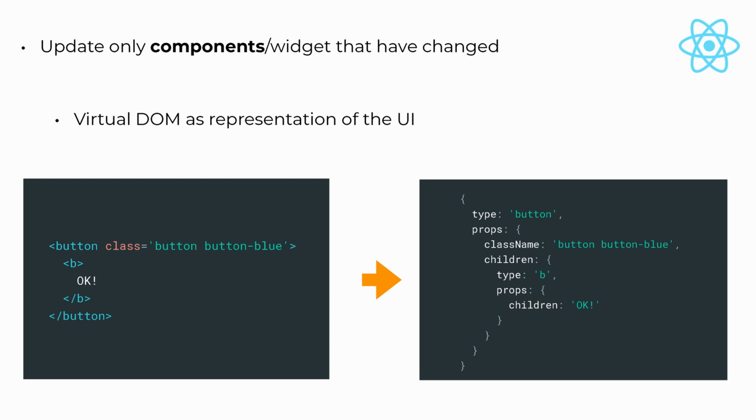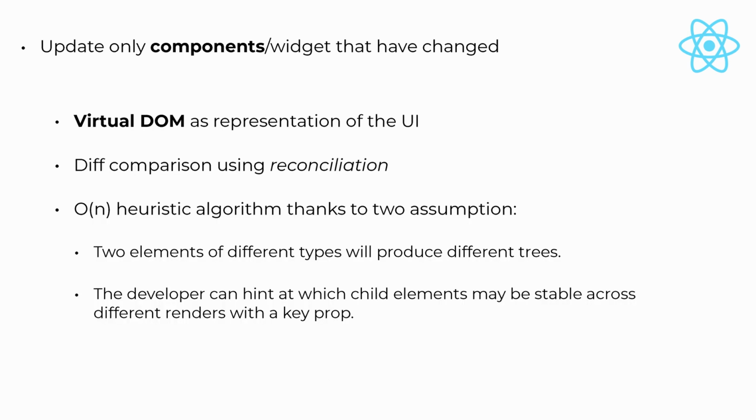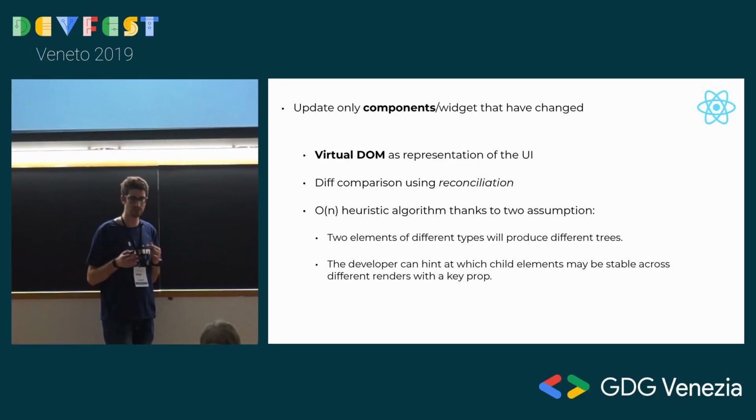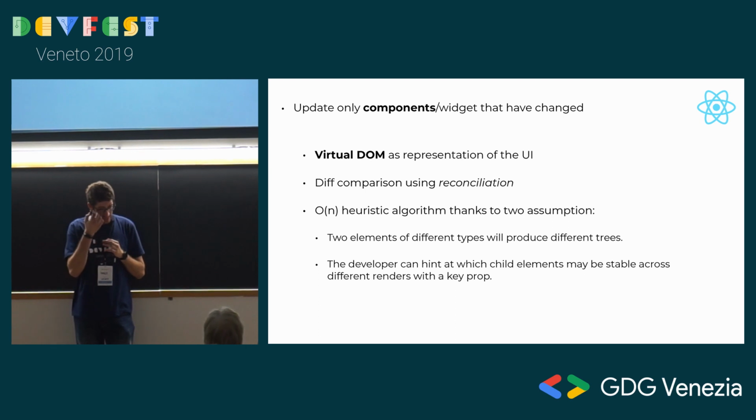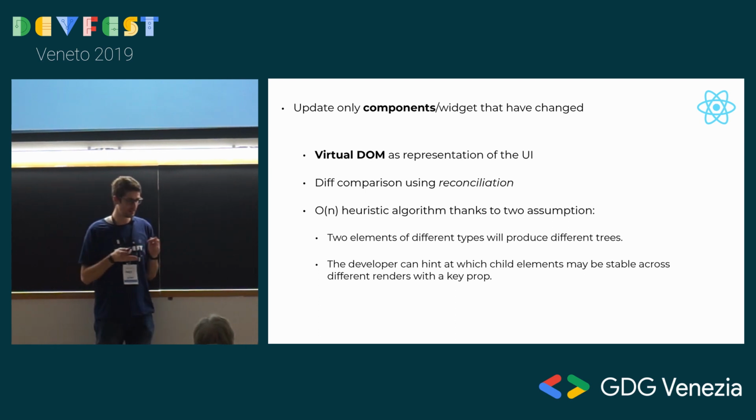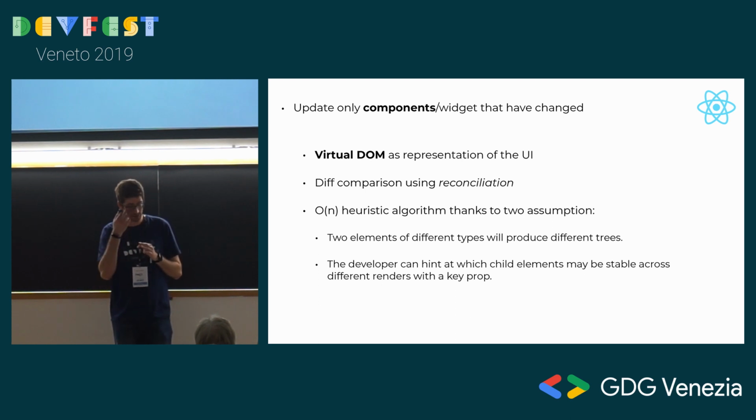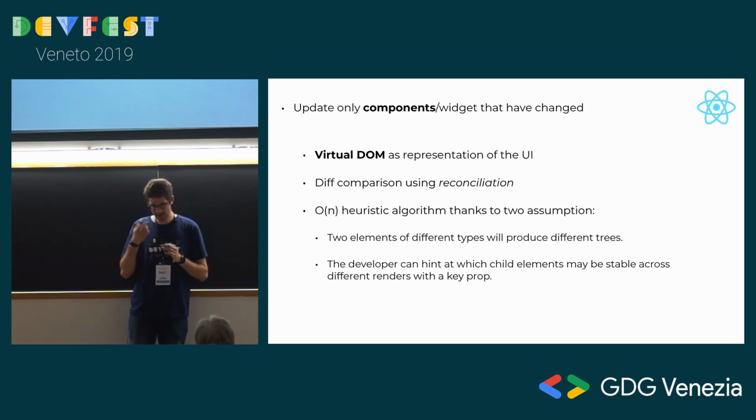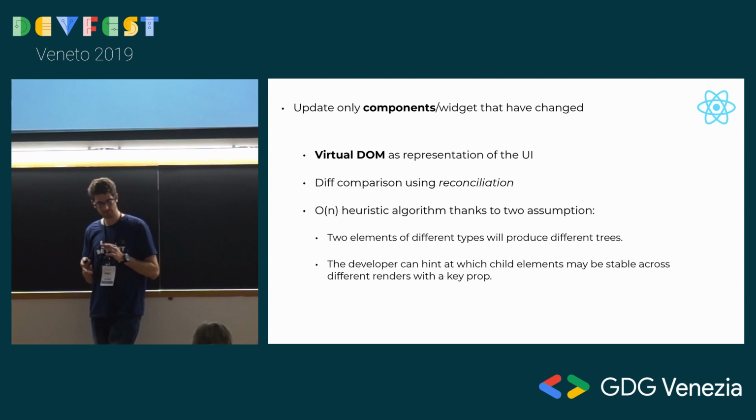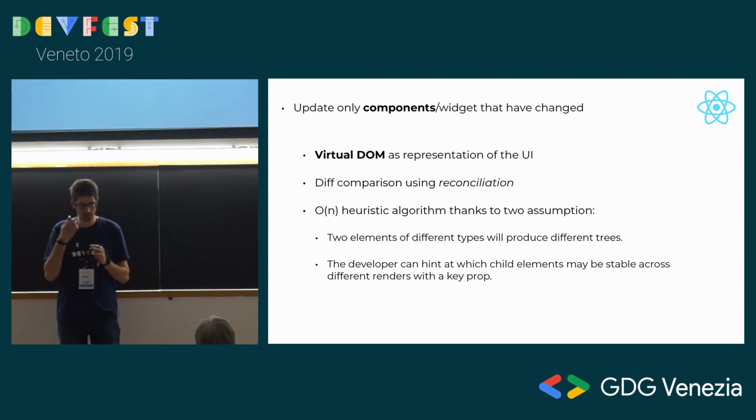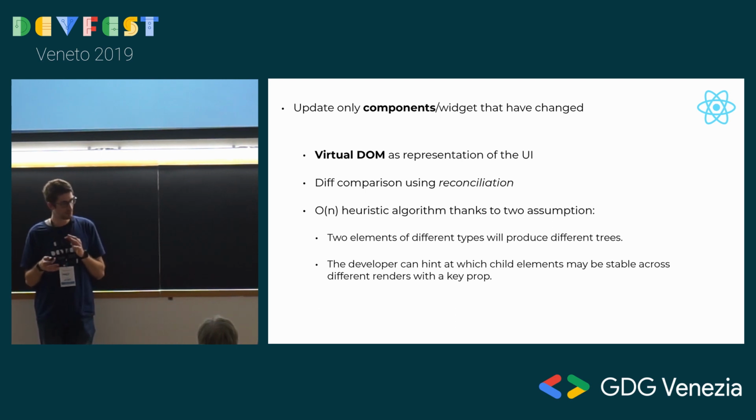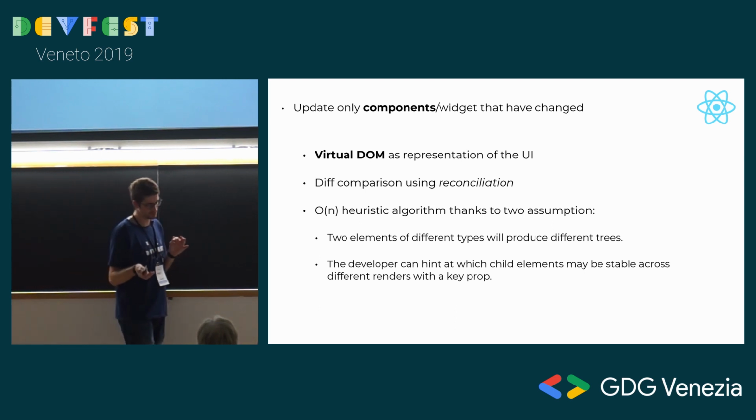And if we change the label of this button, so for example, we change the OK, another JSON, another tree is built, and then these two representations are compared using a diff comparison algorithm that is called reconciliation, and it is a heuristic algorithm that makes some assumptions to have a time complexity of big O of n. Instead, if we use the classical tree comparison, the complexity will be big O of n cubed. That is terrible.